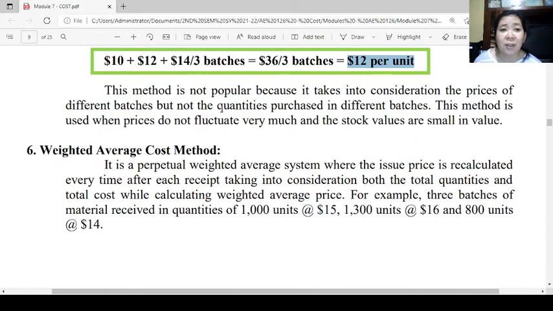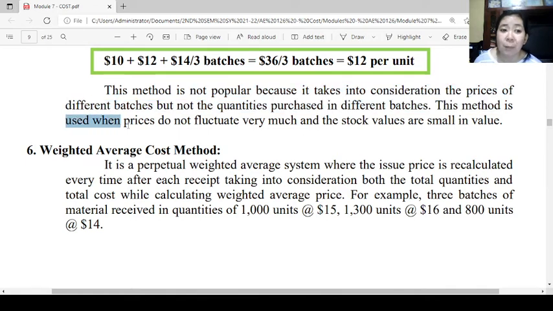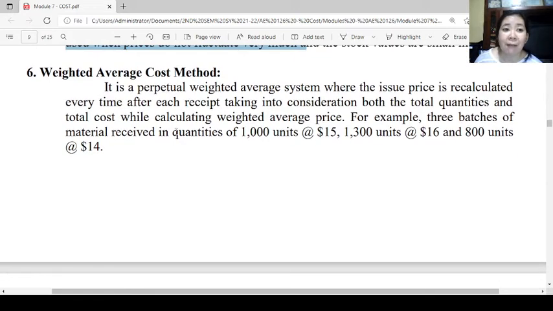Okay, so this method is also not popular because it takes into consideration the prices of different batches but not the quantities purchased in different batches. So this method is used only when prices do not fluctuate very much, okay, and the stock values are small in value. Weighted average cost.